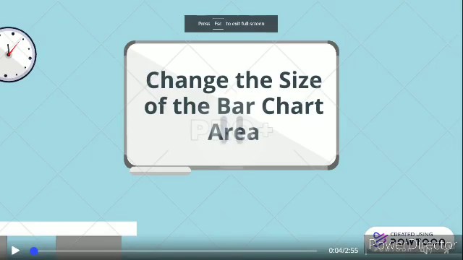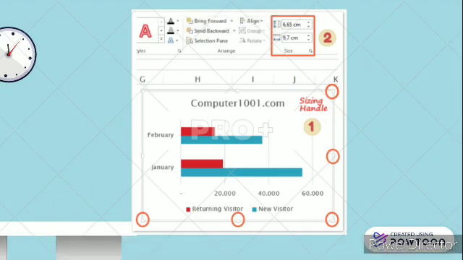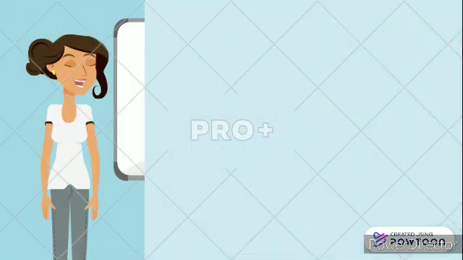Change the size of the bar chart area. How? Click the bar chart and then drag and slide the sizing handle to increase or decrease the size of the chart area. The chart size can also be adjusted in the Format tab, Size section, by entering numbers in the height and width boxes of the diagram.